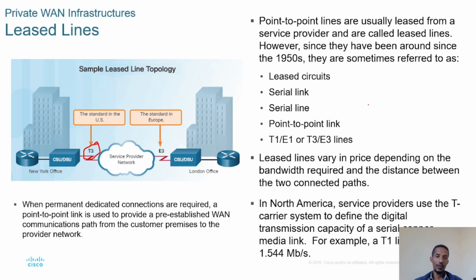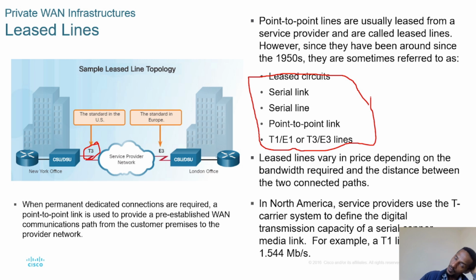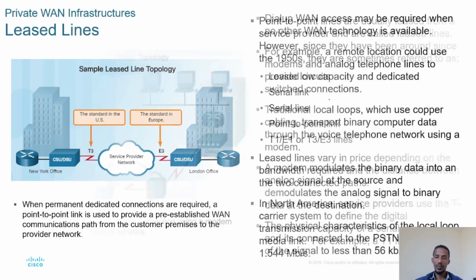They have different names for leased line. We call it leased circuit, serial link, serial line, T1, E1. All of these are synonyms for the leased line. In America, you have T1, with a speed of 1.544 Mbps. Usually the North Americans use the T signal and the Europeans use the E signal. That's the difference between these two.